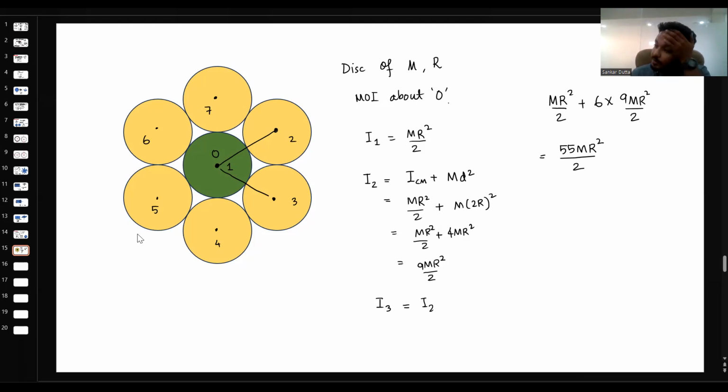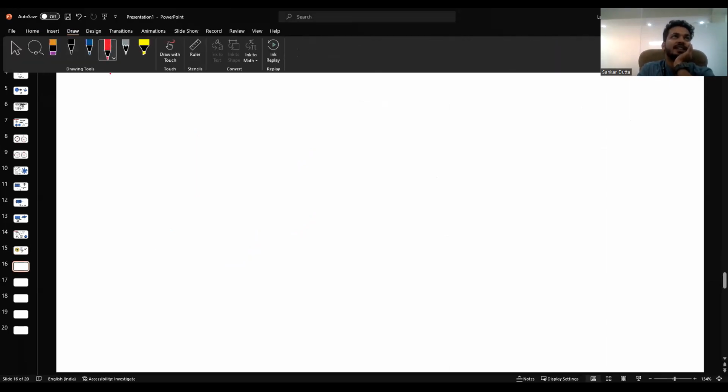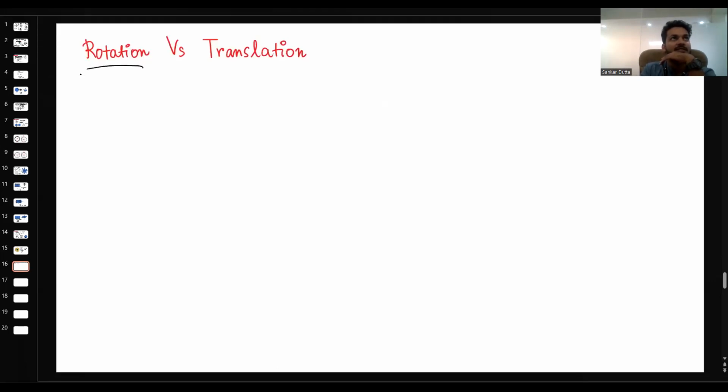Okay. Now, what we are going to do next is this. What is the difference between translation and rotation? So moment of inertia has ended. You can start a new topic. We are transitioning into what exactly is torque and what exactly is the difference between translation and rotation. So the topic will be rotation versus translation.